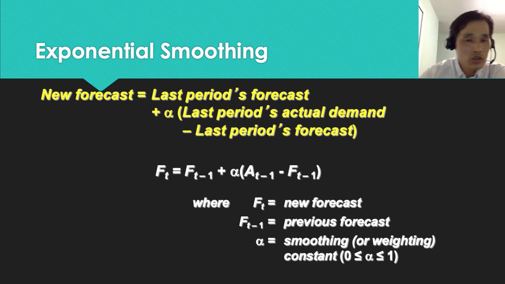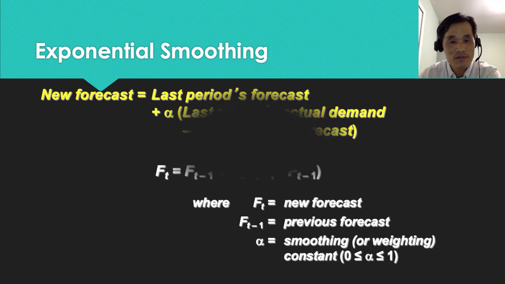And here I don't want you to be scared by Ft and Ft minus 1 and At minus 1. It's simply a time series, meaning that if Ft, T stands for, say, today, then T minus 1 will be yesterday. Say T is this month, then Ft minus 1 means the forecast at last month. At minus 1 will be the actual data last month. So don't be scared by or surprised by this time series term.